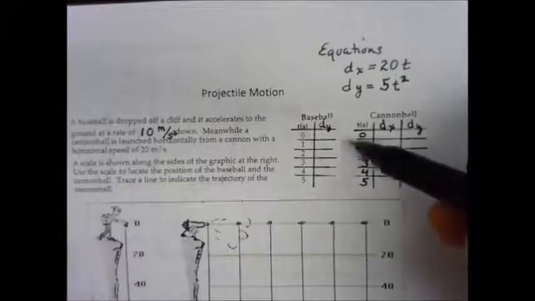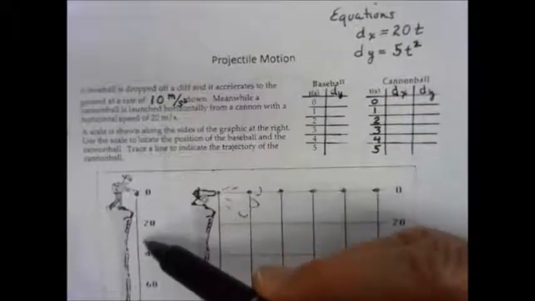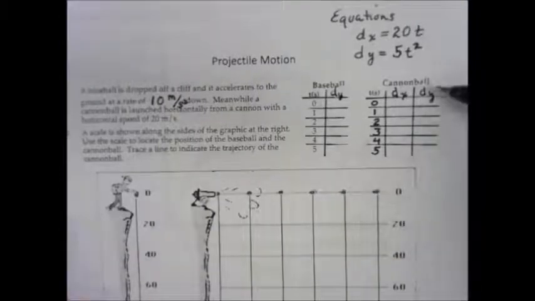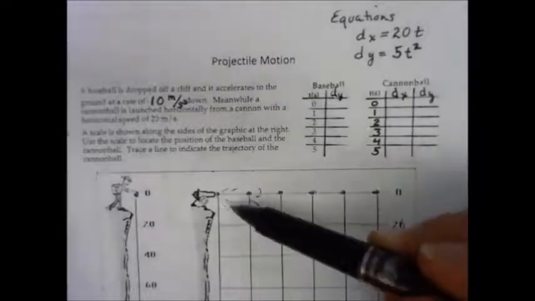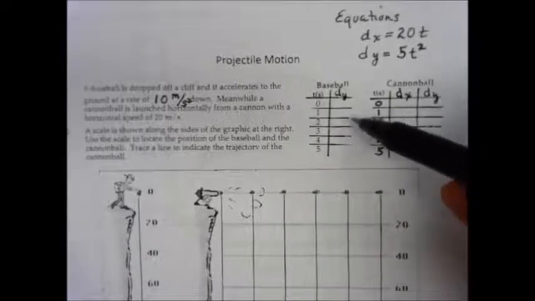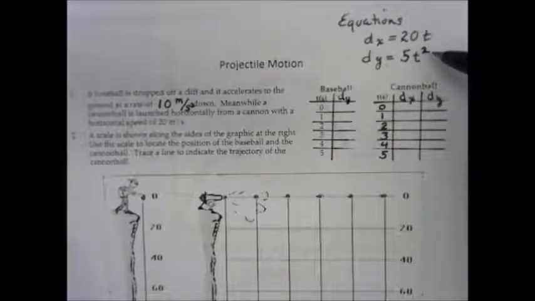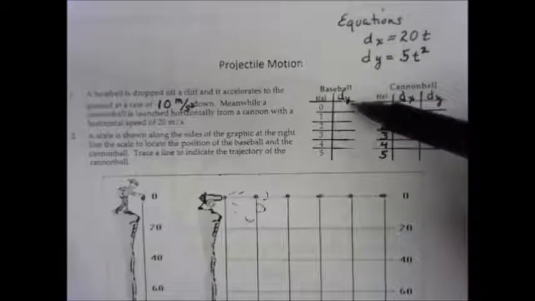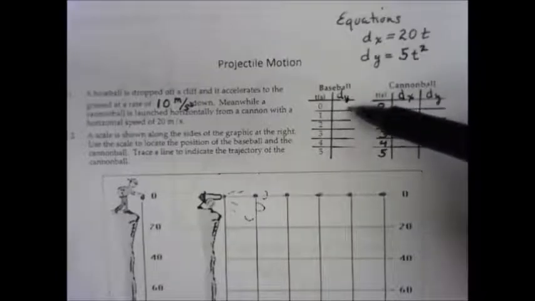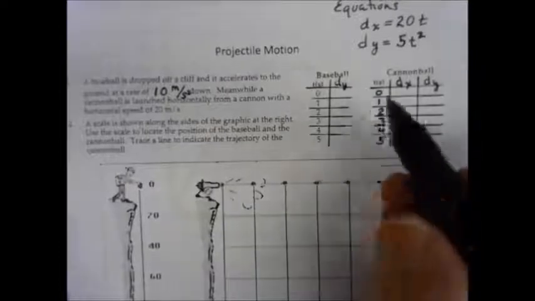The first data table is for the baseball that's being dropped off of the cliff, and the second data table is for the cannonball that's being shot off the cliff. The baseball is just a little more simplified because there is no direction in the x-axis. So for the baseball, we're only going to be looking at dy. So I'm going to help you get started on this data table.